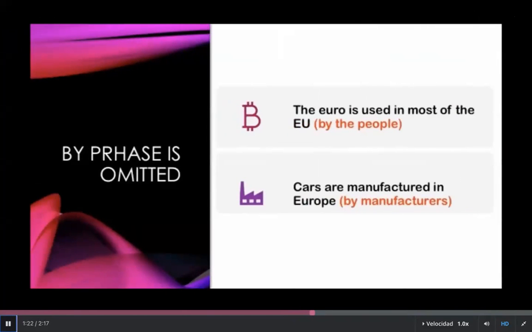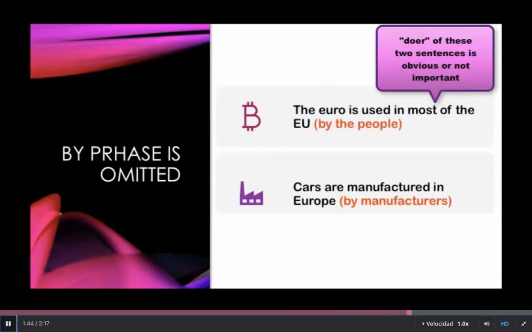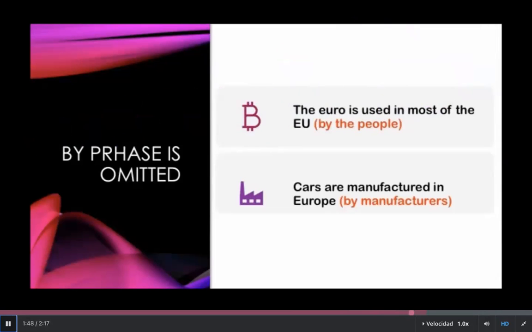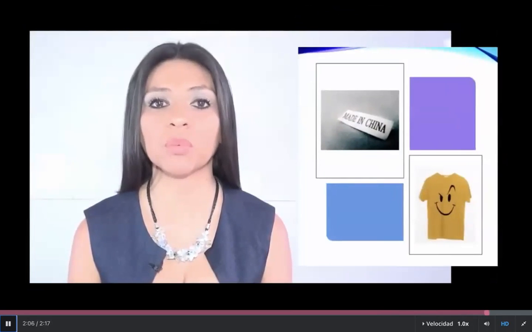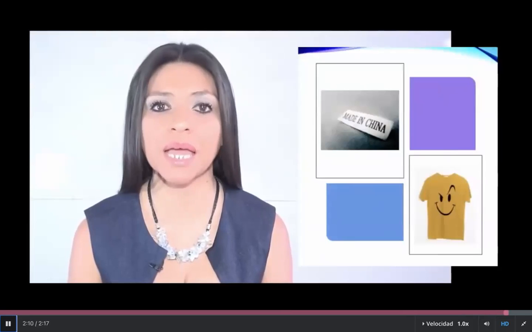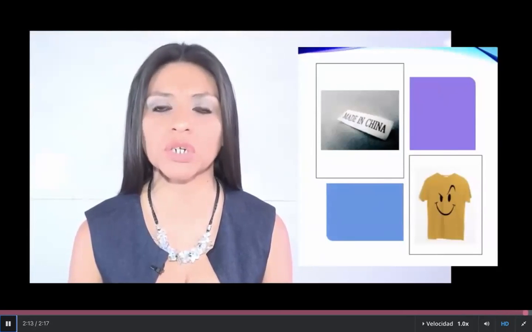Follow me here. I have these passive sentences to demonstrate how the by phrase is omitted here. The euro is used in most of the European Union by the people. Cars are manufactured in Europe by manufacturers. What I want you to notice is that the doer of the action in each of these sentences is obvious or not important, so the by phrase can be easily omitted. So this takes us to our structure, and because we're using simple present passive, this is what we have to work with. Is, are, present of be, plus past participle. Can you now take a look at the following images and come up with one sentence using passive in simple present? Please write your sentence on our discussion box and ask your teacher to check it out for you.